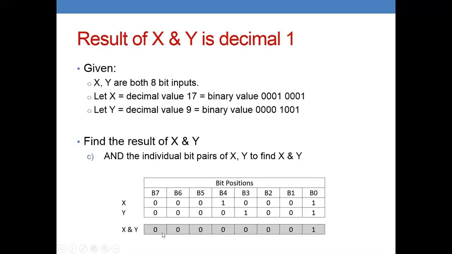So now you can see that the final result of x ANDed with y is this binary number. And if we were to translate that back to decimal, that's actually a decimal 1. So with bitwise operators, a bitwise AND, you need to remember that these operations happen individually with each of these bit pairs to produce the result.